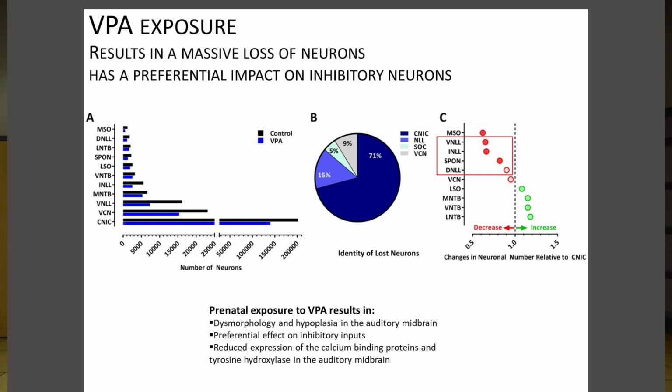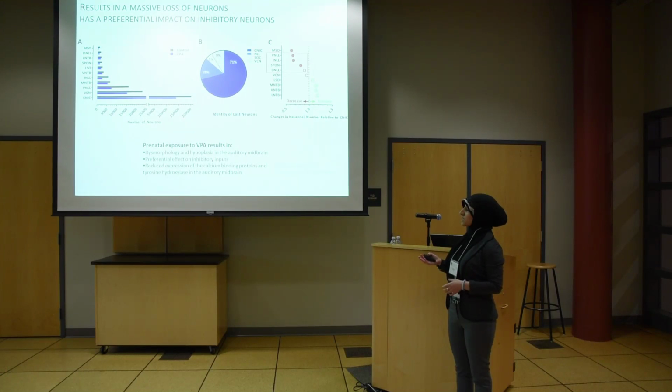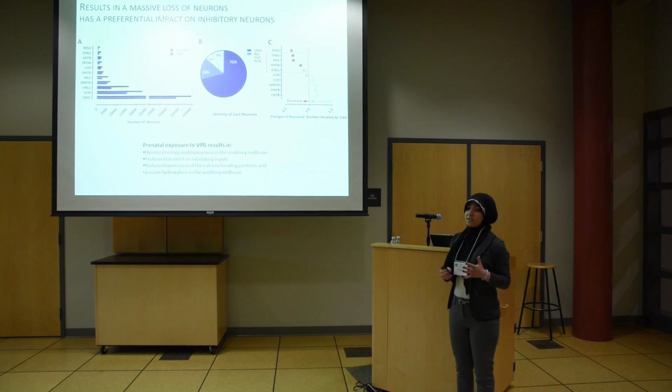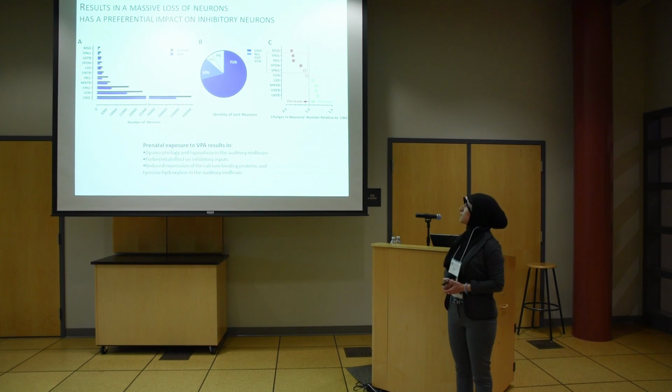And if you add the number of neurons lost in the nuclei of the lateral meniscus, this number jumps to about 86% of all neurons lost in the entire auditory brainstem. Since the central nucleus of the inferior colliculus is so massive compared to these other nuclei, we wanted to normalize the number of neurons in the other nuclei to the number of neurons in the central nucleus of the inferior colliculus. When we did this, 4 nuclei stood out with the largest proportional loss, and those are these with the red dots: the MSO, the VNLL, the INLL, and the SPON. All of these nuclei lost at least 43% of their neuronal population.